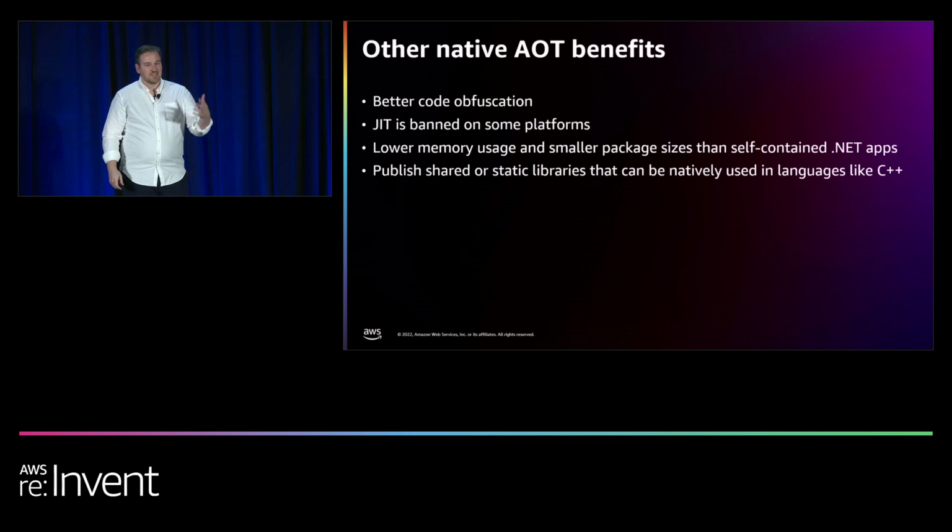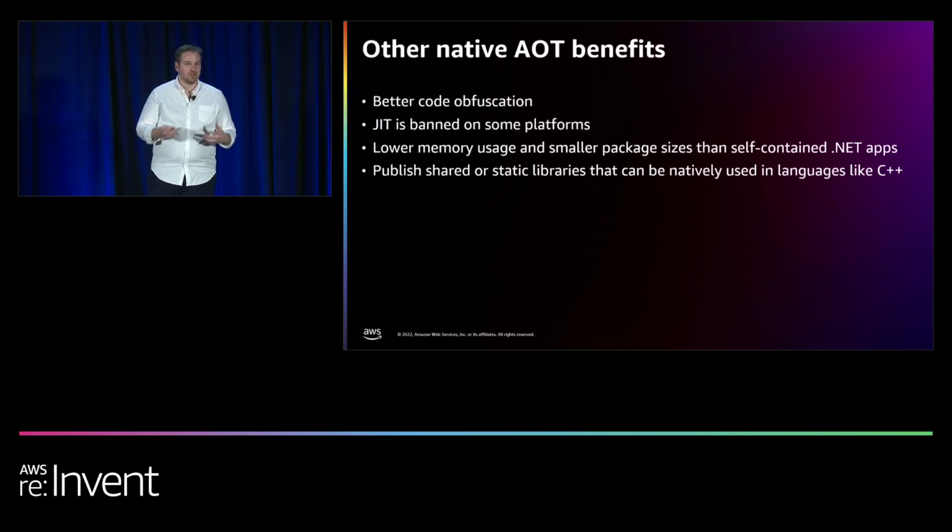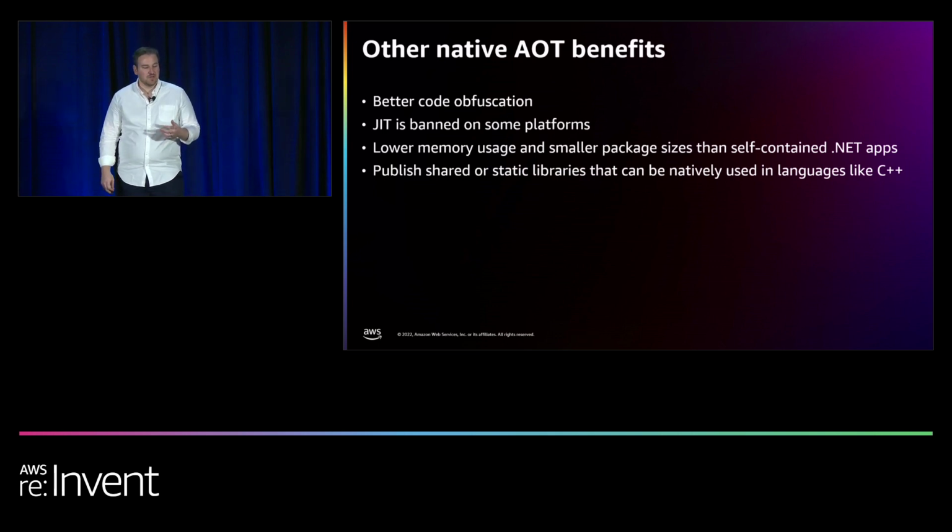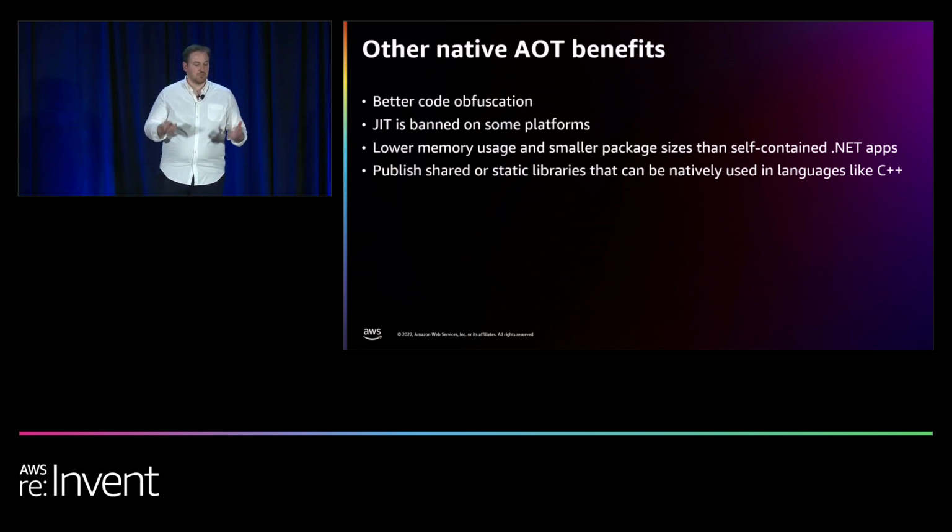Because this is compiled to machine code, it's arguably better obfuscated and harder to decompile and reverse engineer, if you will. There's also the case where JIT is banned on some platforms. I think at one point, iOS didn't allow JITted programs to run on it, and so this is a way .NET could be run on platforms that don't allow JIT. It also, as we've said before, has lower memory usage and smaller package sizes.